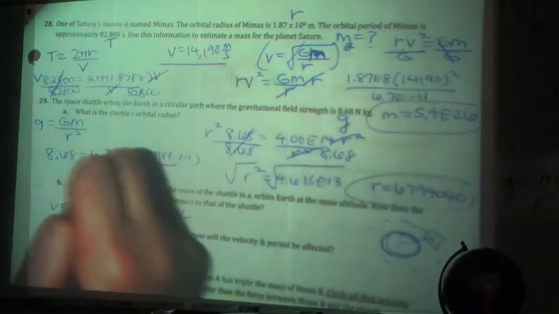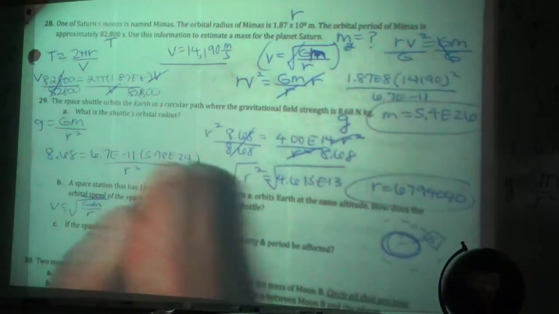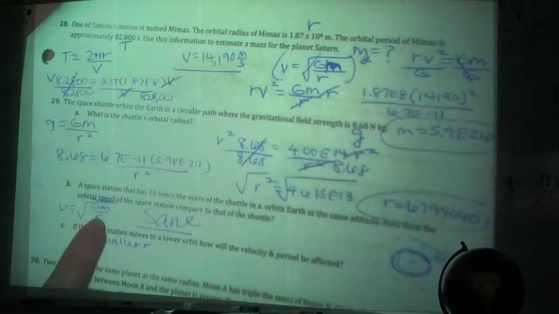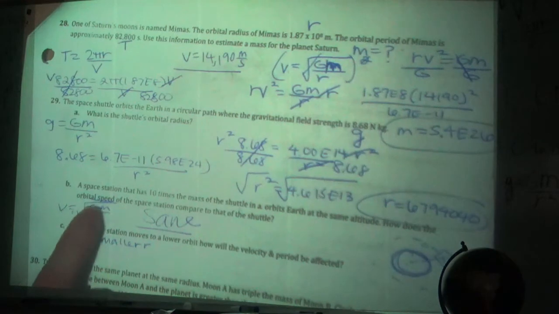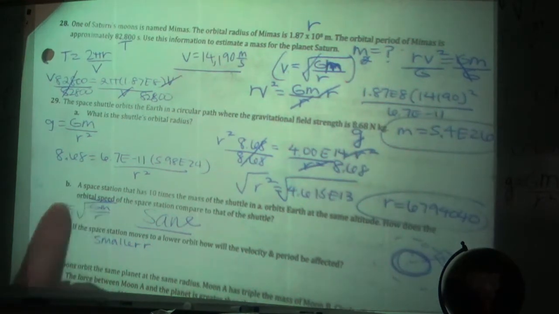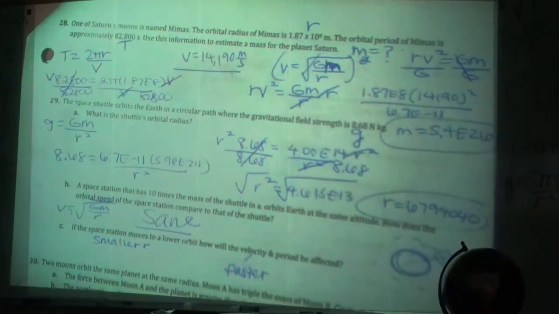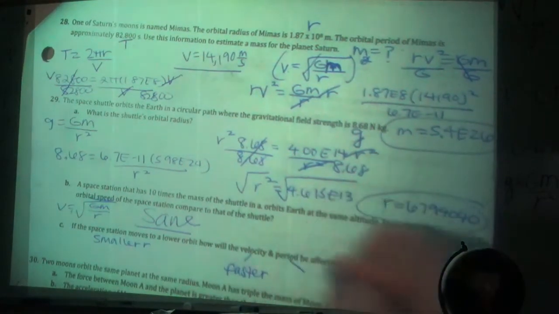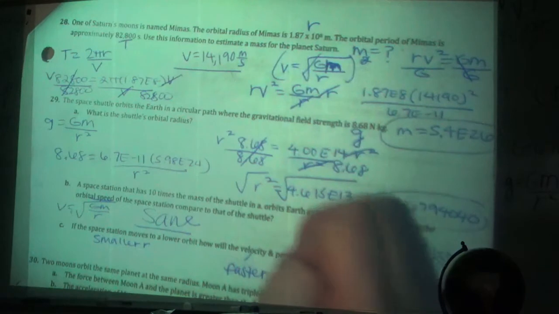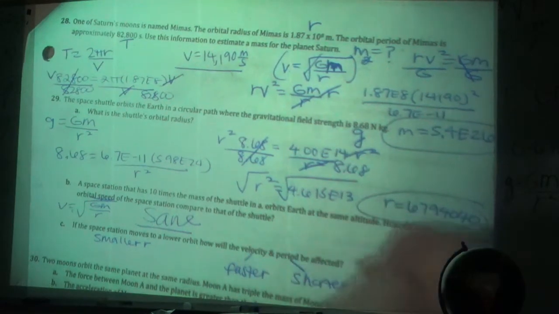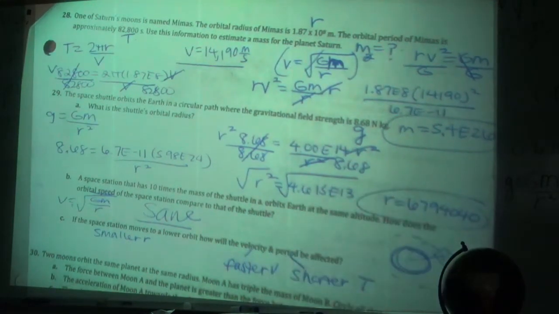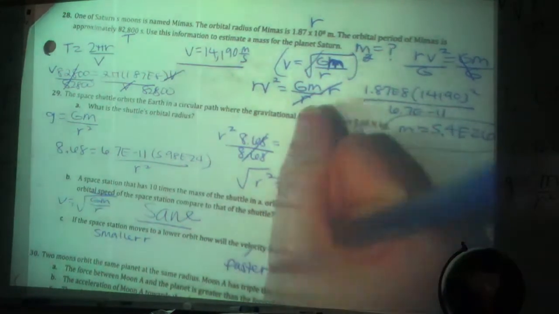If the space station moves to a lower orbit, how will the velocity and period be affected? So a lower orbit would be a smaller r. If you look at this, what happens when you divide by a smaller r? Dividing by a smaller number is going to make this bigger, so you would have a faster velocity. And if you have a faster velocity, then the time it takes to go around would be less, so a shorter period. Faster v, shorter period.